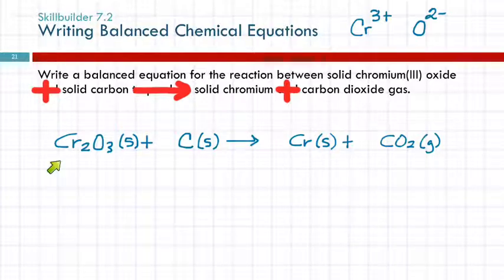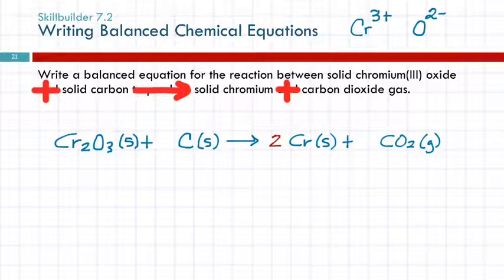Well, I can't change the subscript. I can't subtract anything. I can only add more. So if there's 2 over here, then I must make 2 of these. And so I can put a coefficient in front of that. So now I've got 2 chromiums here and 2 chromiums there. Here I've got 3 oxygens. Over here I have 2 oxygens.